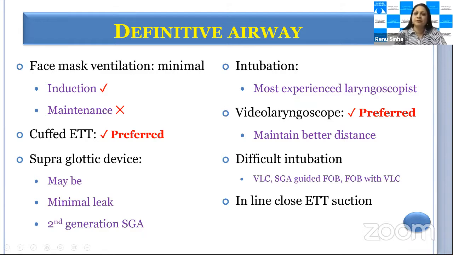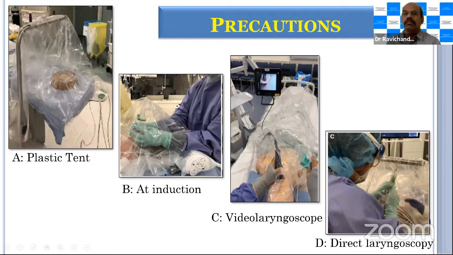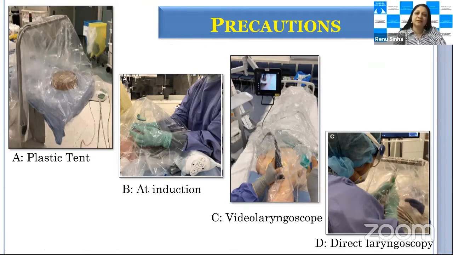There are different guidelines for difficult intubation. I am not going into that detail. One should use inline closed suction so that there will be no aerosol generation during endotracheal tube suction. These pictures were published recently in Anesthesia & Analgesia. They suggested using a plastic tent for the induction for video laryngoscopy and for direct laryngoscopy also. But one should be accustomed to using these plastic tents previously also. Otherwise, sometimes it will be very difficult during a difficult intubation.